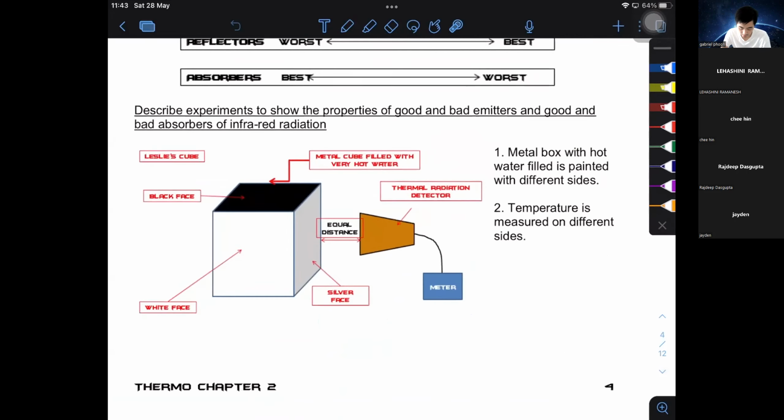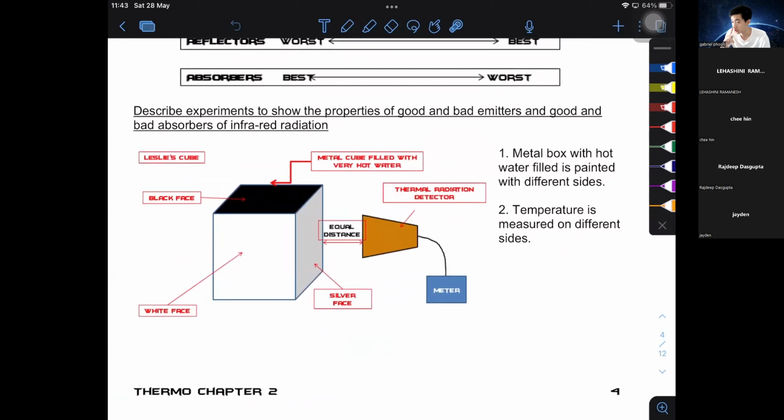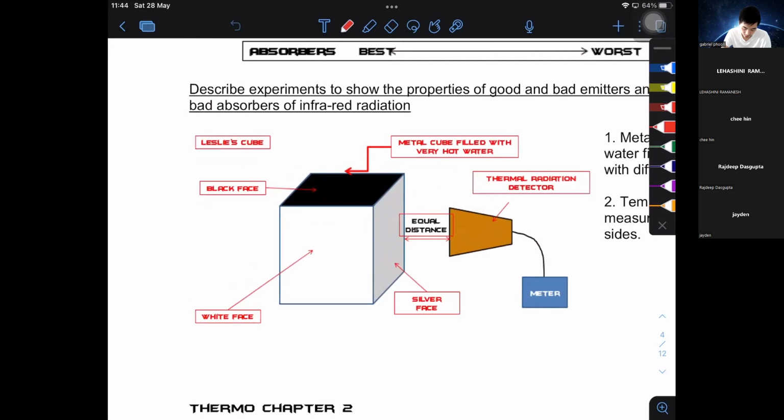And finally, this is one of the most common examples in your IGCSE to test whether it is a good emitter of heat or a bad emitter of heat. This experiment is a very simple one. What essentially happens is there will initially be a hole here where we can pour hot water into this cube here, right? And on this cube, we'll paint each side different colors. One side we paint black color, one side white color, and one side we're going to paint silver color.